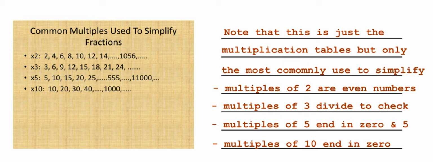Or, for example, 12. 1 plus 2 gives you 3, which is a multiple of 3. 15 is another example. 1 plus 5 gives you 6. 6 is divisible by 3. 18. 1 plus 8 gives you 9. 9 is divisible by 3. 21. 2 plus 1 gives you 3 as well.